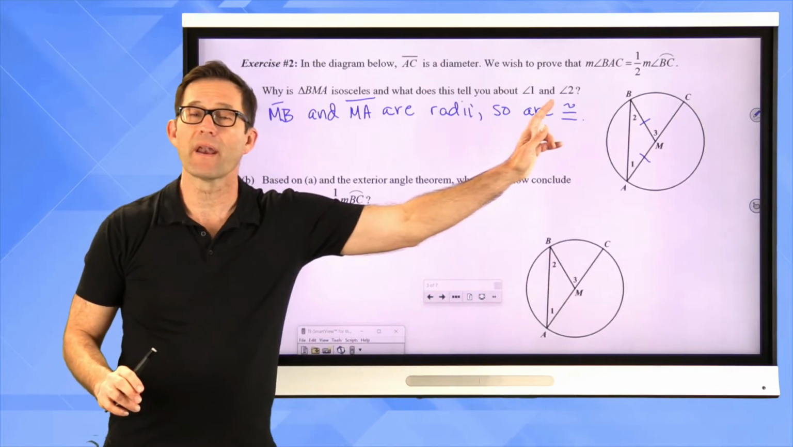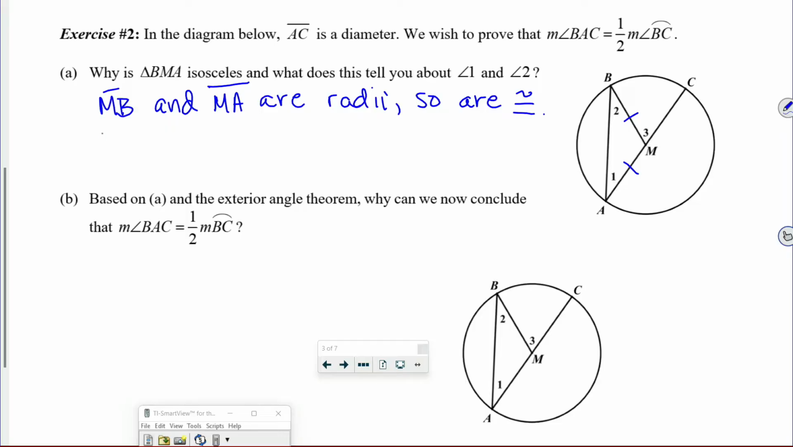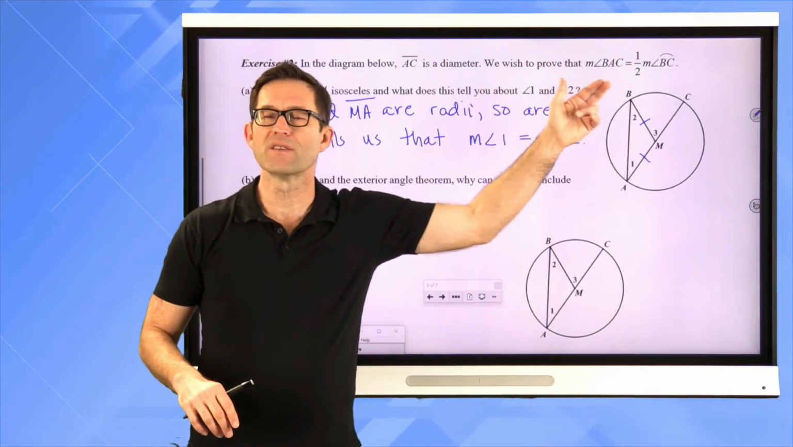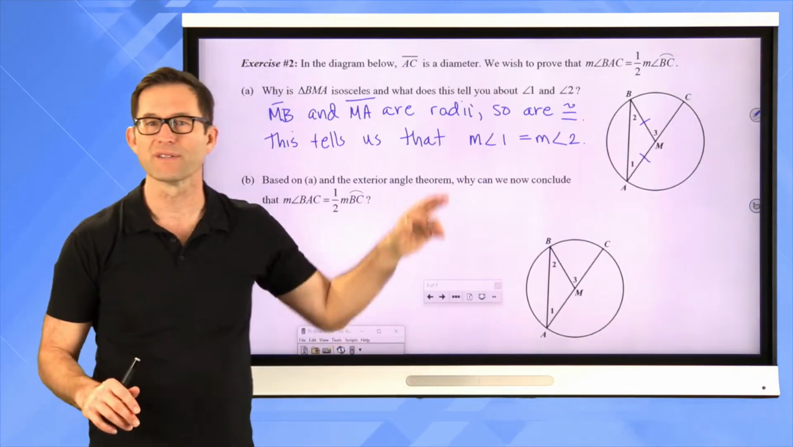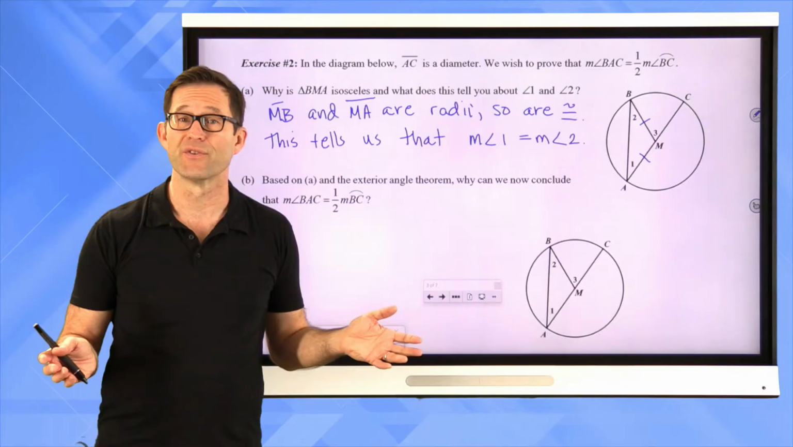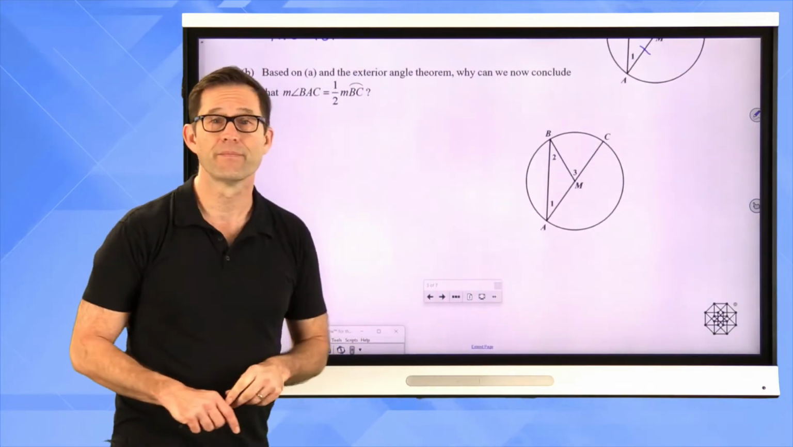Now what does this tell me about angle 1 and angle 2? Tells me that they must be congruent themselves. This tells us that the measure of angle 1 must be equal to the measure of angle 2. And I could say that angle 1 is congruent to angle 2, but given that all of this theorem is about the measures of angles, I want to bring that in right away. So the measure of angle 1 is equal to the measure of angle 2. Great. Now let's take a look at letter B.